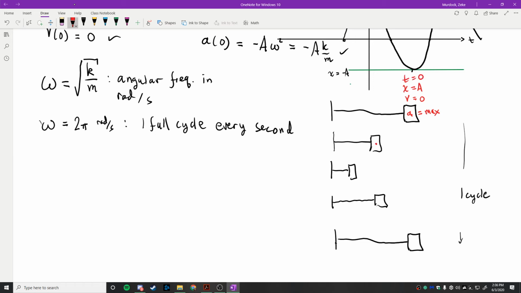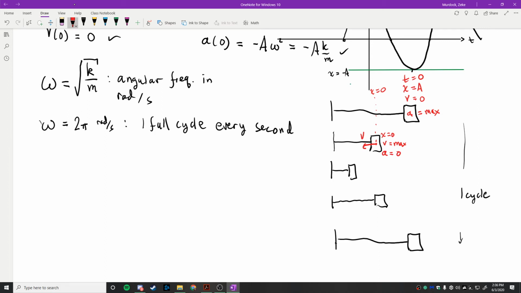When it gets to this point right here, we say x is equal to 0. This is the x equal to 0 coordinate. We call that the equilibrium position, or the unstretched position of the spring. At this position, x is 0. It's going to be moving in this direction with some velocity. At that point, the velocity is at maximum. I'll tell you what that's equal to in a second. And its acceleration is now equal to 0 because the spring is unstretched, so there's no force.